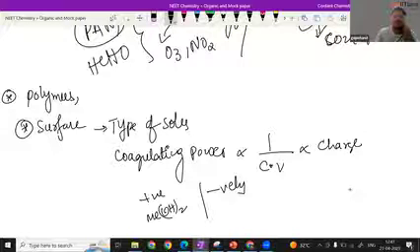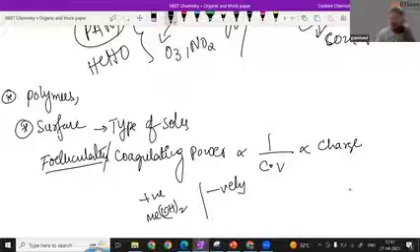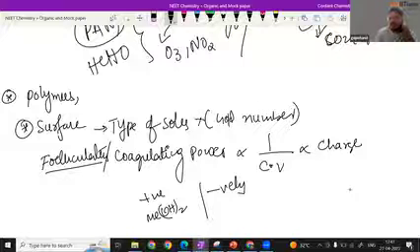Coagulating power: they will also ask you about flocculating value. Flocculating is also a synonym of coagulation, so that they may also ask. They may also ask you about the gold number. So check the gold number: what is the gold number and how the gold number depends on this.